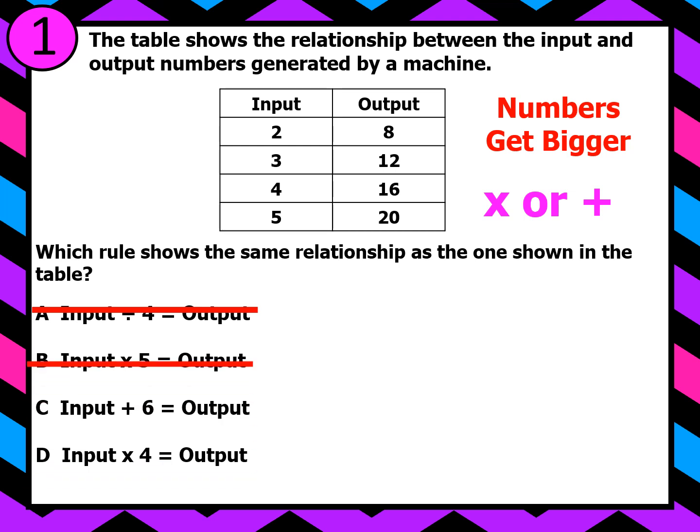I am now going to try answer choice C. Input plus 6 equals output. 2 plus 6 is 8, 3 plus 6 is 9, not 12, so I know the answer there cannot be C. I am now going to try answer choice D. 2 times 4 is 8, 3 times 4 is 12, 4 times 4 is 16, 5 times 4 is 20. So the correct answer here is D.